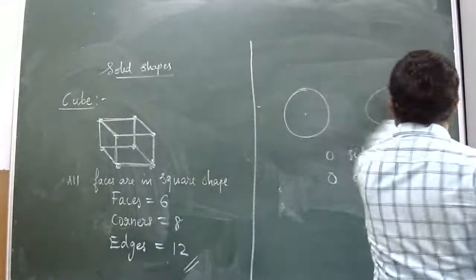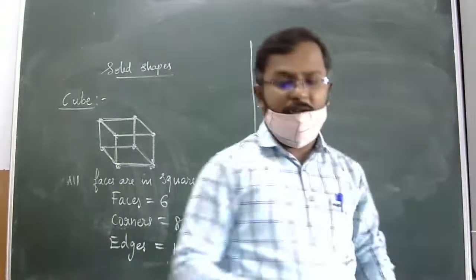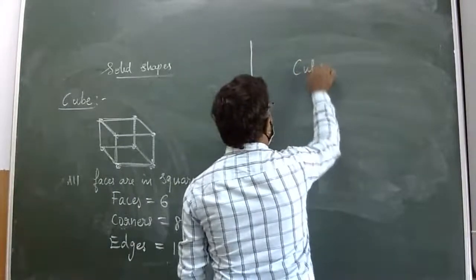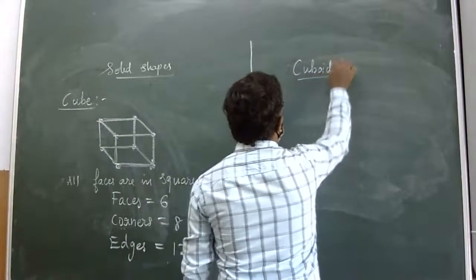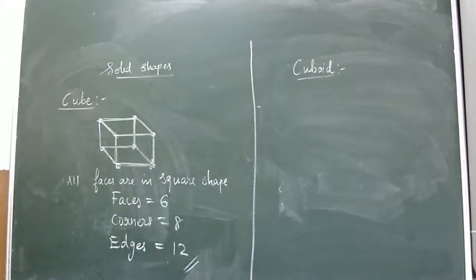What is your next shape? So we'll go to the next shape. What is the next shape? Cuboid. Yes, all of you draw a cuboid in your notebook. Okay.